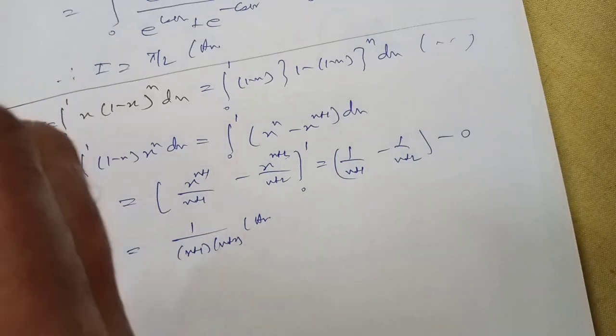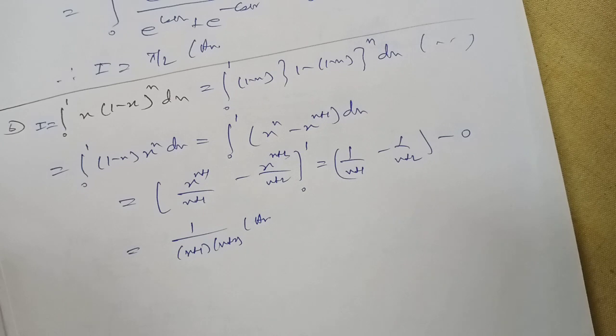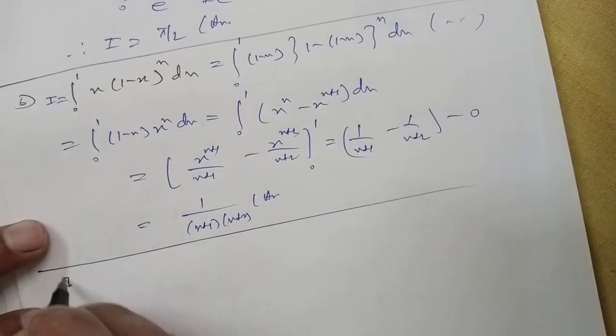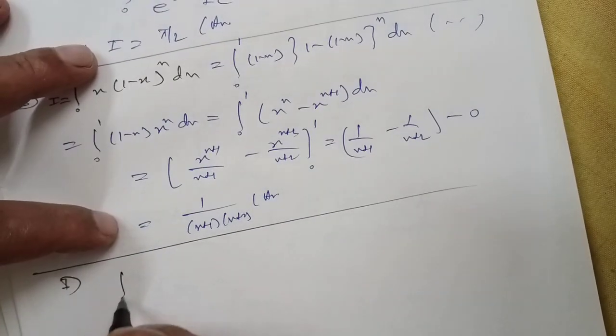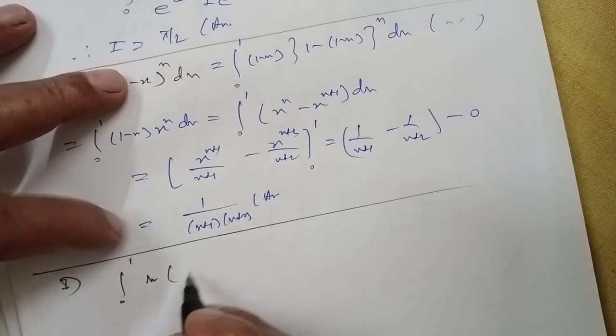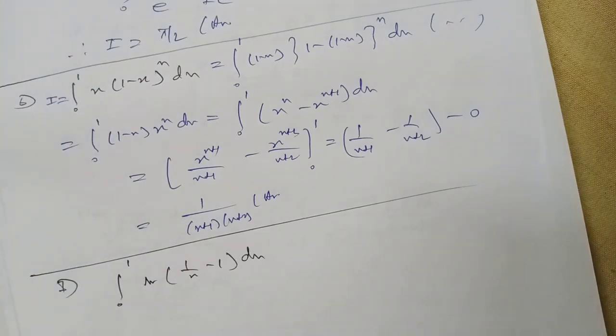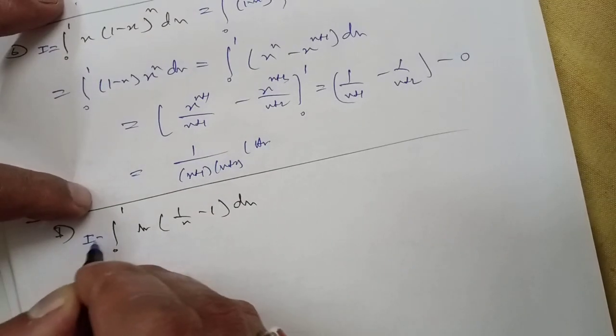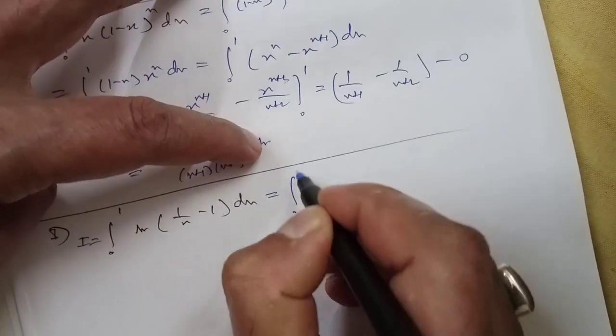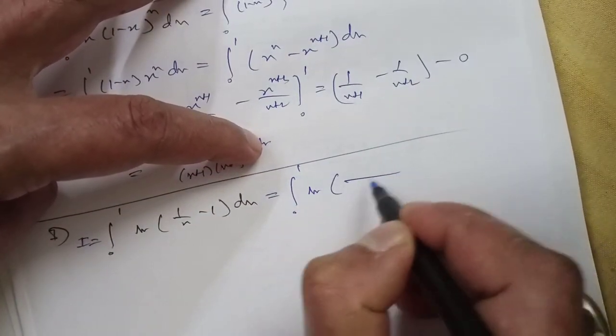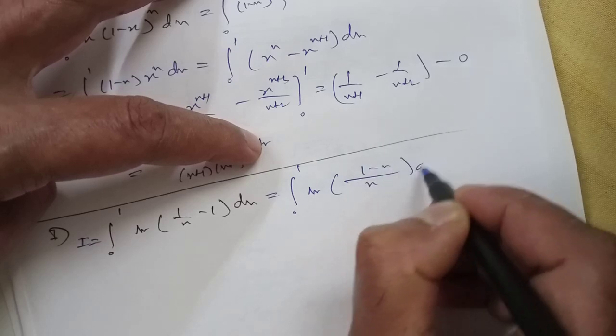Question number 6. Then let us do question number 7. Question number 7 is 0 to 1 ln of (1 by x minus 1) dx. Now take this integral as I, integration 0 to 1 ln of, this will become (1 minus x) by x, dx.